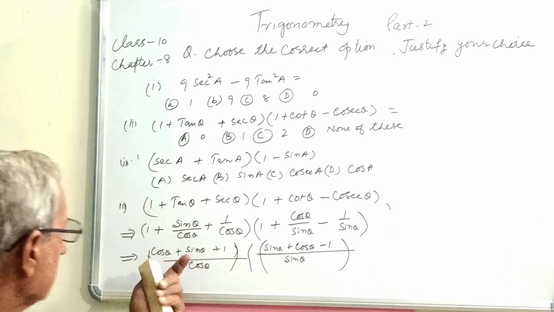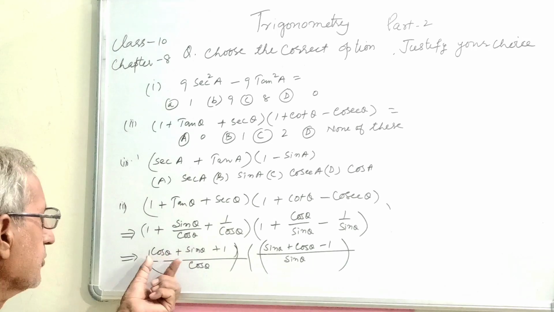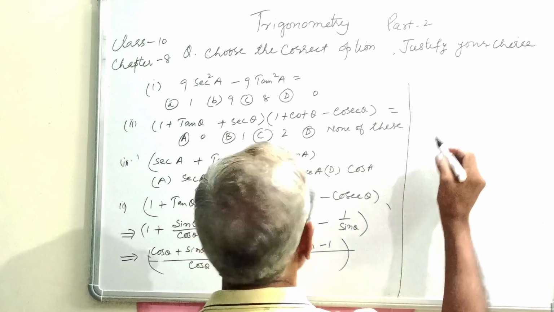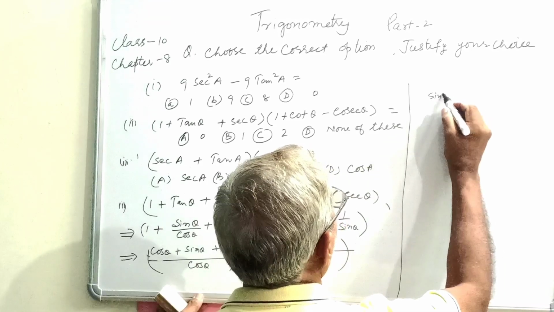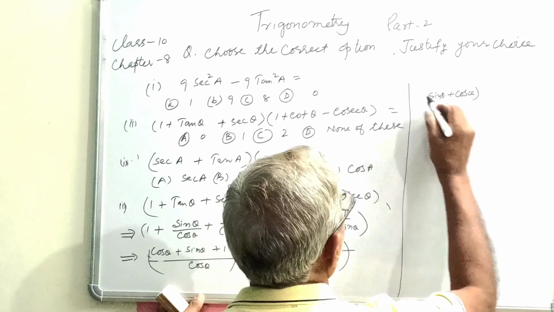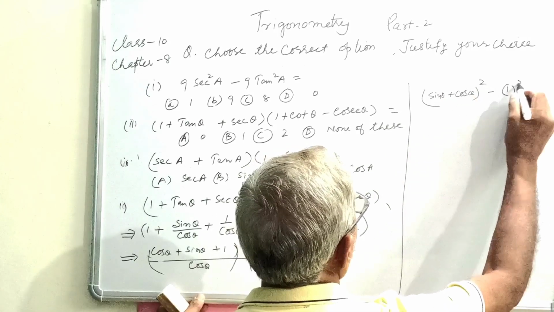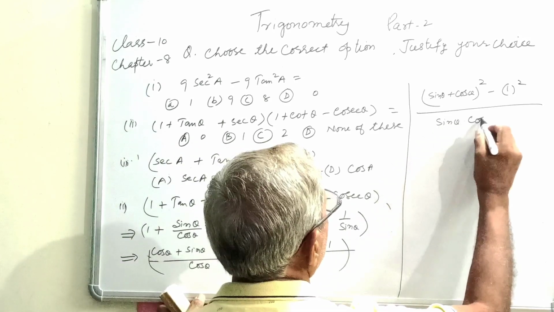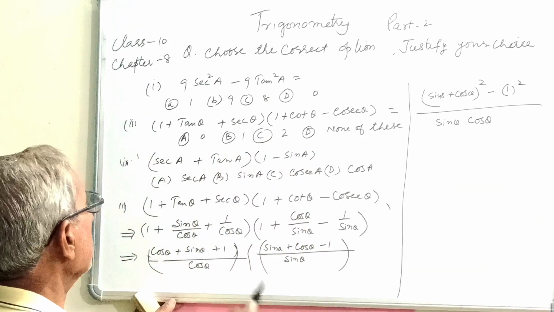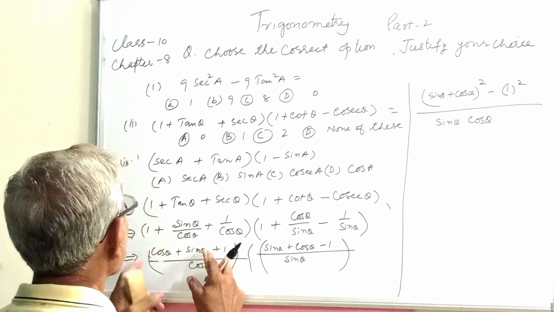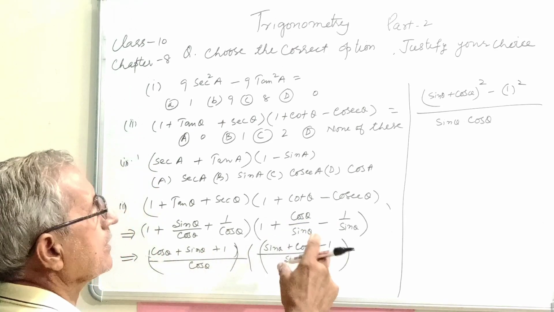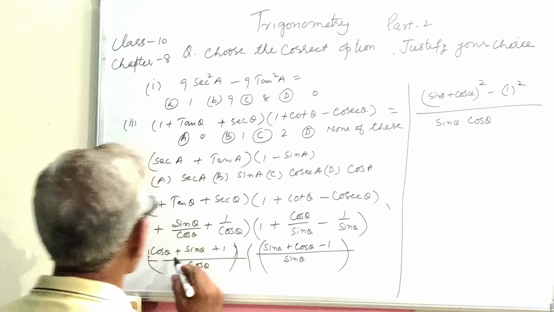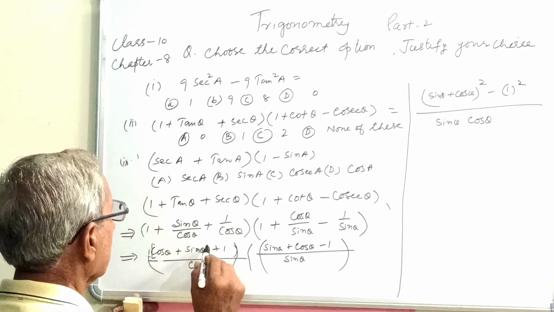So let us take these two terms together, and separate this one. So it becomes (sin theta plus cos theta) whole square minus 1 square, upon sin theta into cos theta. So we are multiplying this term with this term. The first two terms are similar, so we have taken these two terms as a whole square, and the second and third parts we have taken as one term.